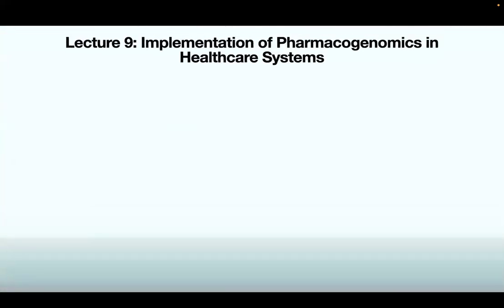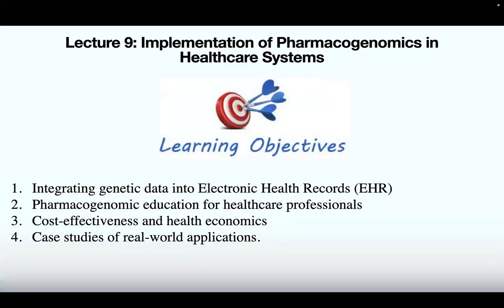So we are moving forward with the next slide, and it is lecture number 9. We already completed 9 sessions and 2.5 months actually. It is implementation of genomics in healthcare system, pharmacogenomics in healthcare system. These are the clearly defined learning objectives. First, integration of genetic data into electronic health records. Secondly, pharmacogenomic education for healthcare professionals. Third, cost effectiveness and health economics. And the fourth topic is case studies of real world applications. I already elaborated the whole 4 learning objectives in detail, right? So we can proceed with the slides.